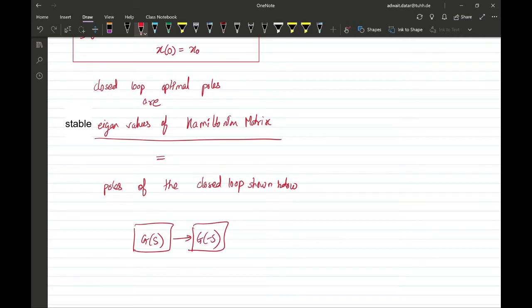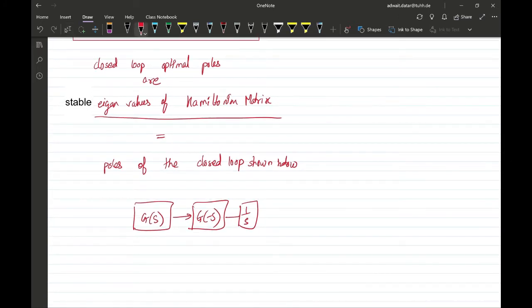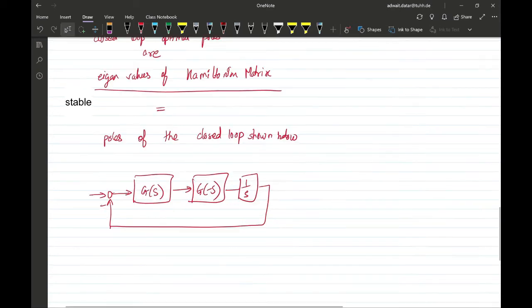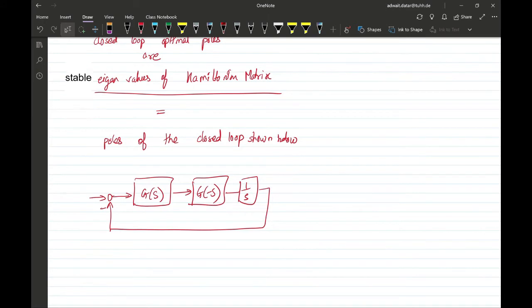Note that because we are considering single input, single output systems, I will omit the transpose, and R inverse is just 1 over rho. So that is the spectral factorization theorem. And what we did further is that we know that the closed loop poles of this closed loop are given by the roots of the characteristic equation 1 plus P of s over A of s times P of minus s over A of minus s times rho equal to 0.